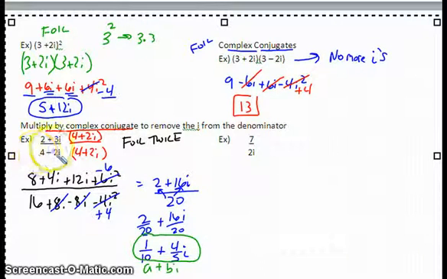Alright, so when you have a complex number in the denominator, you must multiply by the conjugate to simplify. If you just have an imaginary number in the denominator, the way that you're going to get the i to go away is by making it become an i squared. And the way we would do that is just by multiplying by another i. And what I do to the numerator, I must do to the denominator. So this would become 7i in the numerator, 2i squared in the denominator. And remember, 2i squared is the same as negative 2, so my answer would be 7i over negative 2.